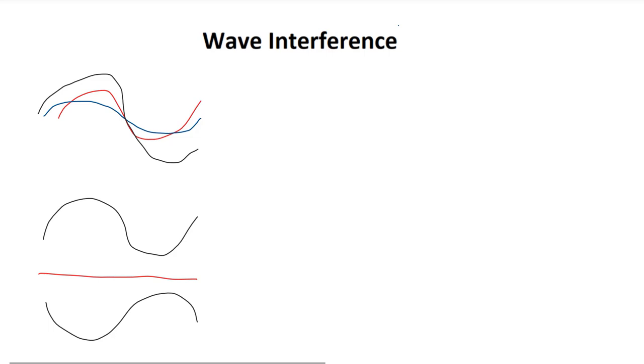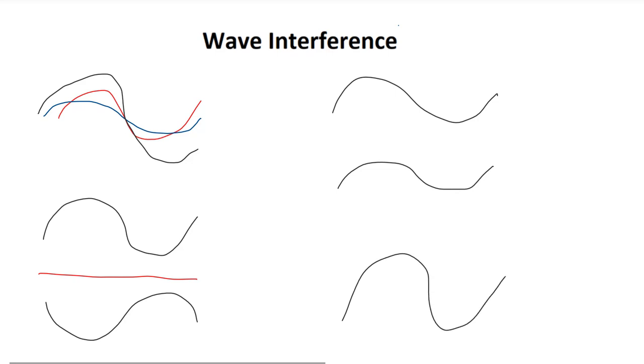On the other hand, if two waves are in phase with each other, in other words their nodes and antinodes overlap, then the amplitude of the resulting wave is simply equal to the sum of the amplitudes of each individual wave. For example, these two waves here are in phase with each other and therefore create a resultant wave that has an amplitude equal to the sum of the amplitudes of each individual wave.